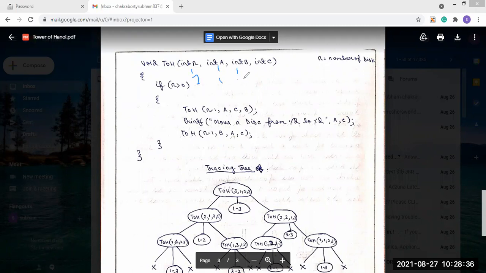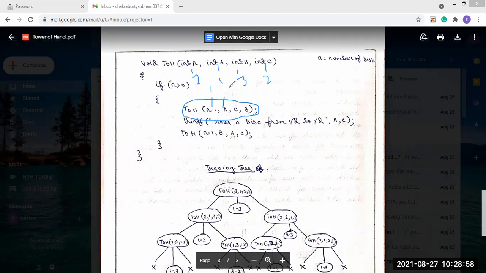For B it becomes 3, and for C it becomes 2 now. So again, n equal to 0, yes, 2 is greater than or equal to 0. So this will be recursively called again. So 2 minus 1 will become 1 now. So the value will become 1.